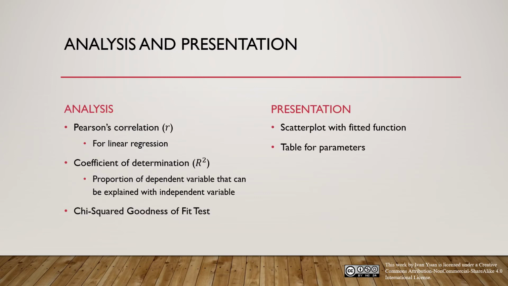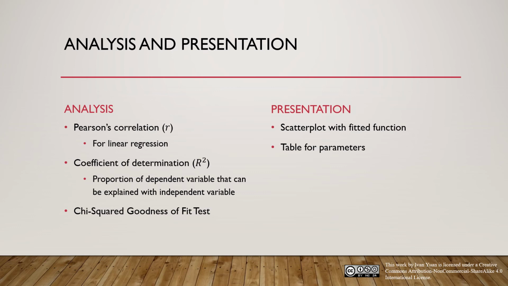Now let's take a look at how we analyze and present our linear regression and our curve fitting models. For linear regression, we can use Pearson's correlation, or R, as a method of analysis. R takes on a value between -1 and 1, with -1 indicating a strong negative correlation, 0 indicating no correlation, and 1 indicating a strong positive correlation.